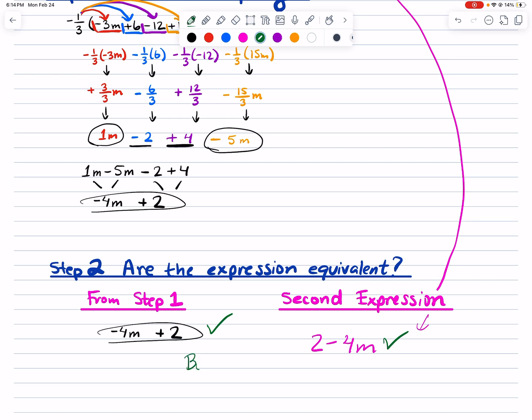Let's see. Both negative 4m plus 2 expressions are equivalent. There you go.